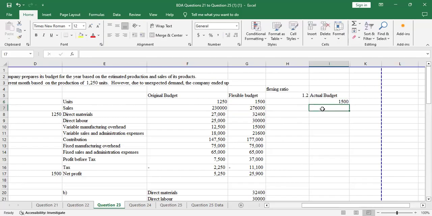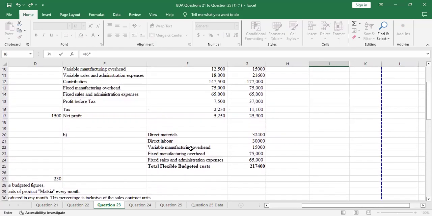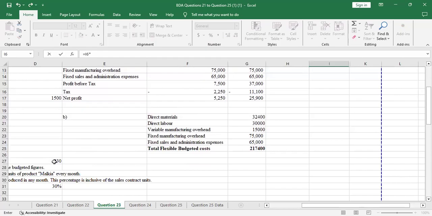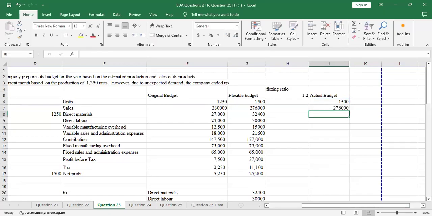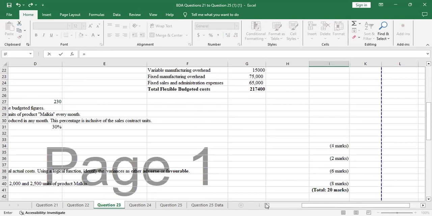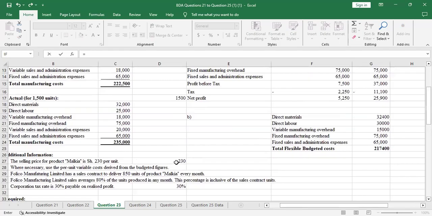So therefore sales. If the units were 1,500, then sales will be 1,500 times the price per unit of 230. But you know, on the revenue, we are only able to sell an average of 80%. So you take that 80% and you enter. So for sales revenue, it will be the same with the flex and the actual. For costs, we have the information provided for the 1,500 units. You just pick the information the way they are.